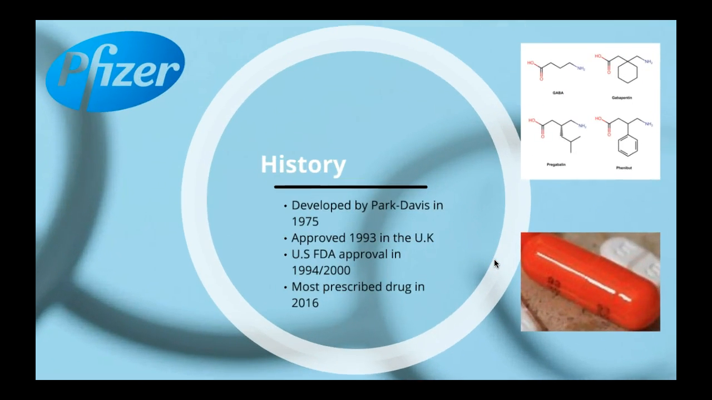Some history about this medication. It was developed by Parke Davis in 1975. Parke Davis is a subsidiary of Pfizer, a pharmaceutical company. And this medication was approved in 1993 in the UK for the treatment of seizures. And in 1994, the US Food and Drug Administration approved it for use in adults, and that use was extended to pediatrics in the year 2000.